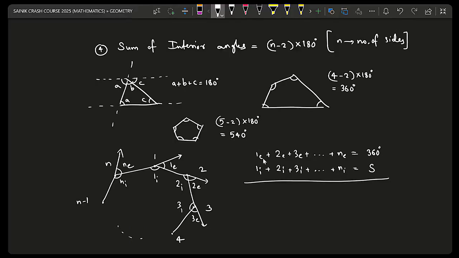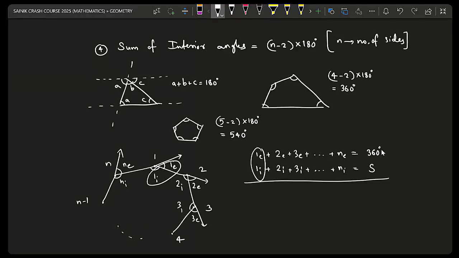If you add these two equations, 1i plus 1e. So what is, from the figure, 1i plus 1e? Will anyone answer this? What is 1i plus 1e? I want that answer. Vishnu, can you answer this, 1i plus 1e?